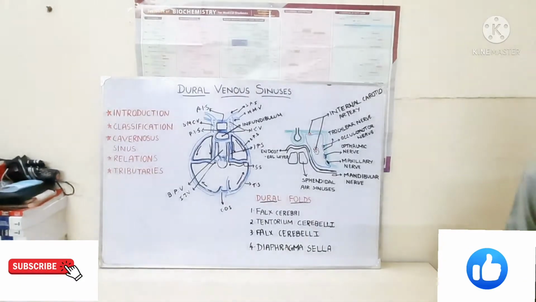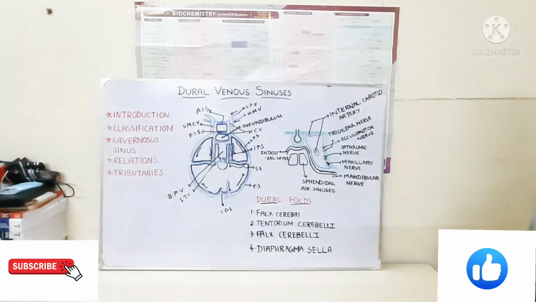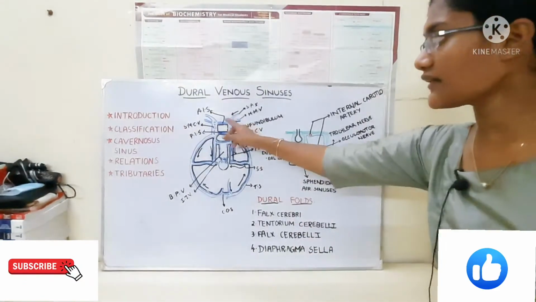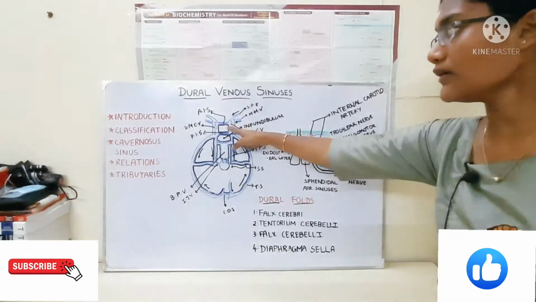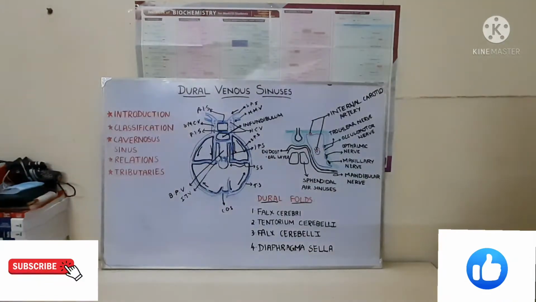So that is the classification of the venous sinus. Next let's talk about the cavernosus sinus. The cavernosus sinus is a very important sinus. It is a large venous space which is present on either side of the sphenoid bone. This is the sphenoid bone. It is present on either side of the sphenoid bone in the middle cranial fossa.